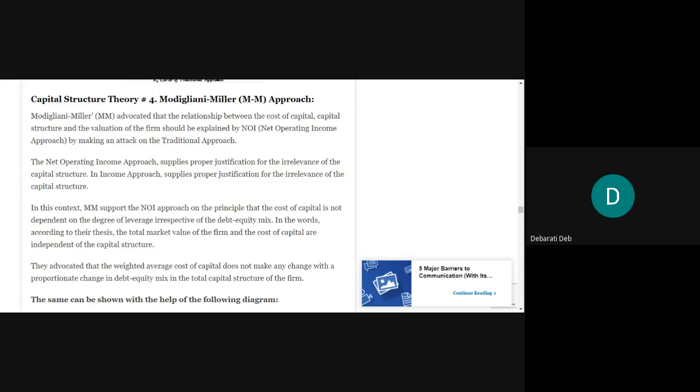In fact, this Modigliani-Miller theory has come from the concept of those three theories, and especially the traditional and NOI approach. Okay, let's study in detail so we'll understand it better. So this pronunciation is Modigliani-Miller. In short, it is also known as the MM approach to capital structure theory. Okay, those who are maintaining a notebook, you can give the heading for today: the Modigliani-Miller approach to capital structure theory.